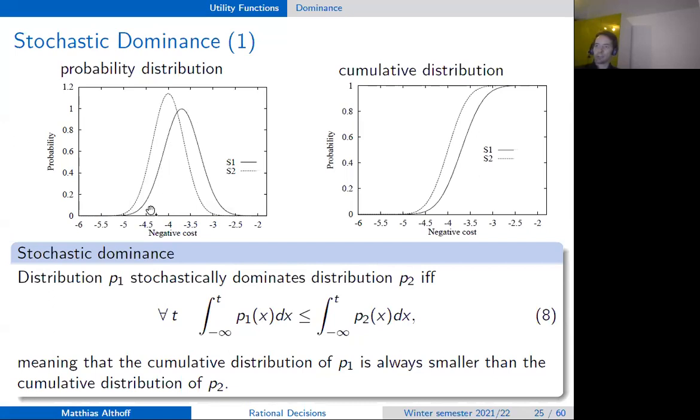And now what we do is we look at the cumulative distribution. So we integrate these probability distributions, and we of course see that the dashed solution is always greater than the solid solution. In this case, we say that distribution P1 stochastically dominates distribution P2 because for each value that I choose, like here -4 or -3.5, the cumulative probability of one distribution is greater than the cumulative distribution of the other choice.